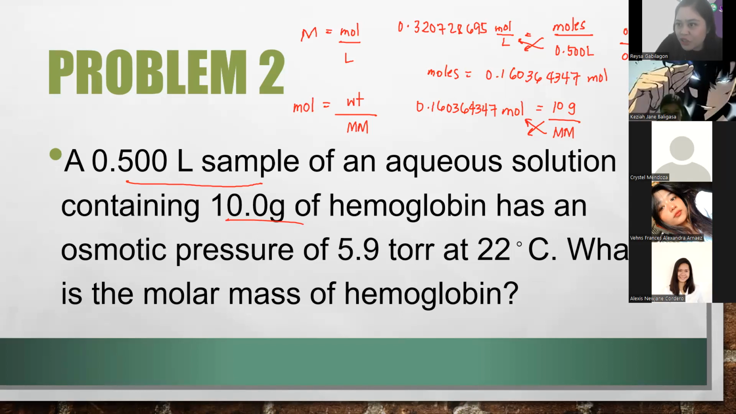That's my shortcut, since it no longer fits. I'll divide 10 grams by 0.160364347 moles. So the correct answer is 62.36. Take note of the unit, grams per mole.